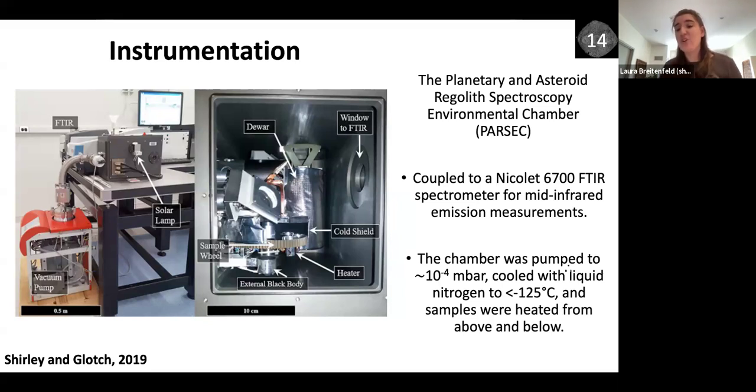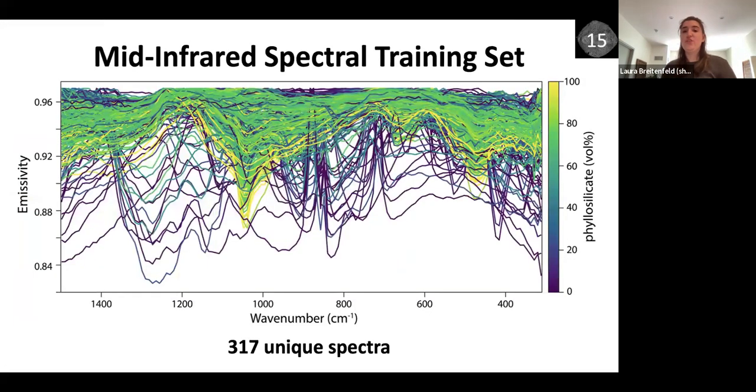And so after these conditions are met, the samples are heated from both below and above to induce a thermal gradient. And this allows us to simulate what measurements are like on an airless body like the asteroid Bennu. So this is a summary slide of 317 unique spectra that were collected for this project and act as the training set to make predictions from.